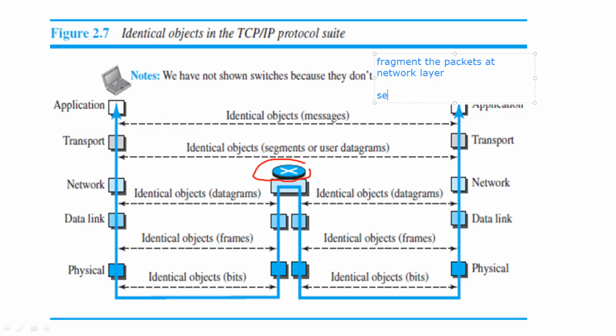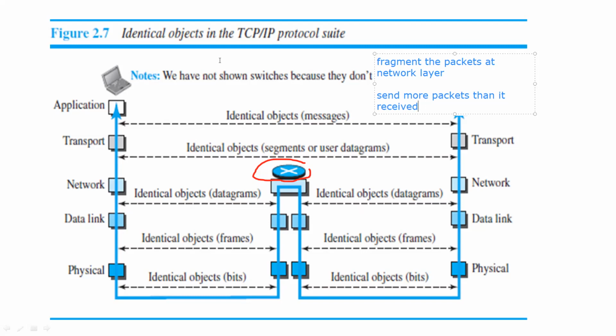First the router fragments the packet, then it sends more packets than it received. So it sends more packets than it actually accommodated when we are talking about a router. Firstly the router will fragment the packet with respect to the network layer, then it will eventually send more packets than it accepted.